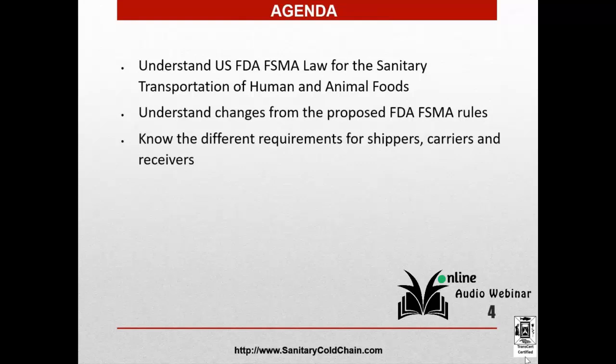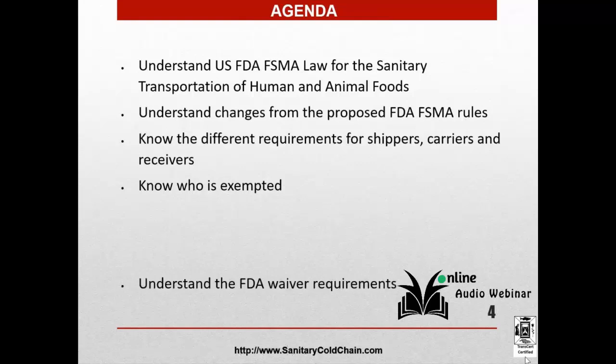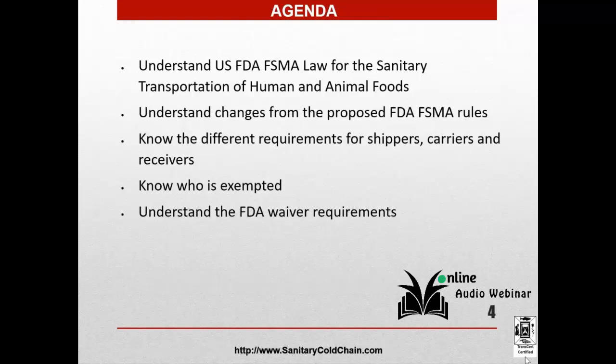So you have to figure out, where are you in the supply chain? Are you a shipper? Are you a carrier? Or are you a receiver? And I'll define those for you. Some people have exemptions or can qualify for them, but it's not easy. And there are some waiver requirements if you want an exemption. I want to talk about contracts of carriage.